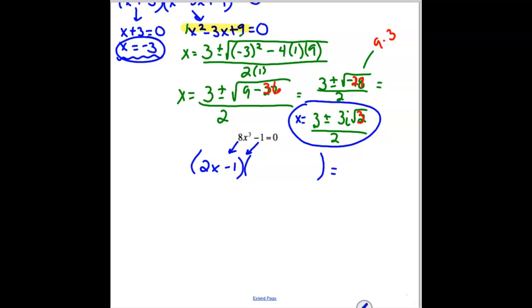Then let's build our trinomial. We take our 2x and square it, so 4x squared. We take the product, 2x times 1 is 2x, and we change the sign. And then we square the negative 1, and it turns into a positive 1. Setting each of these now equal to 0.